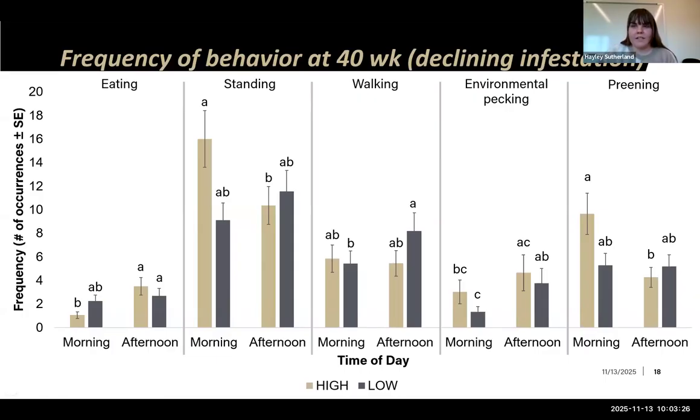And finally, our last one is going to be preening, where our high birds are preening more frequently in the morning than they are in the afternoon. This is the only time that we actually saw a preening difference on this study, which was a little bit disappointing for me, but I have some thoughts on that later. So that is it for our frequency data.